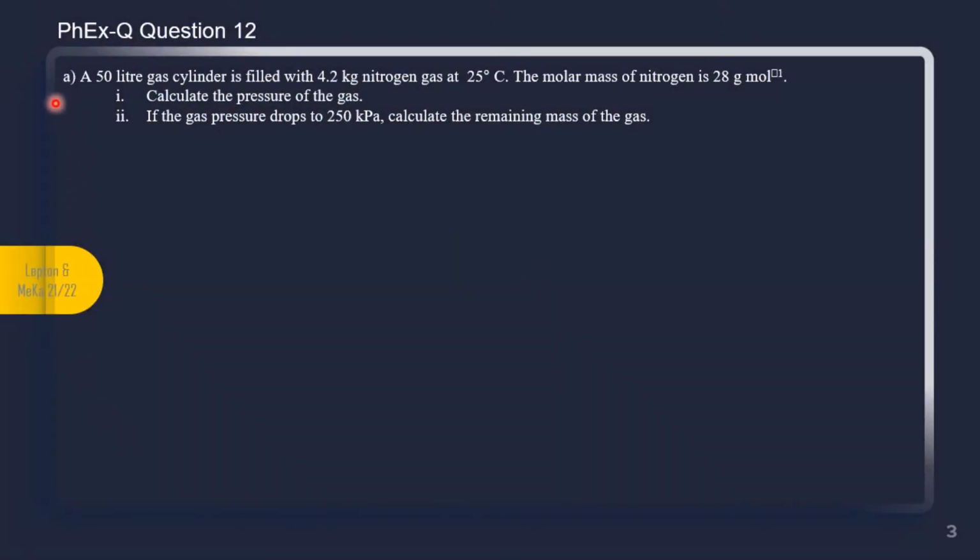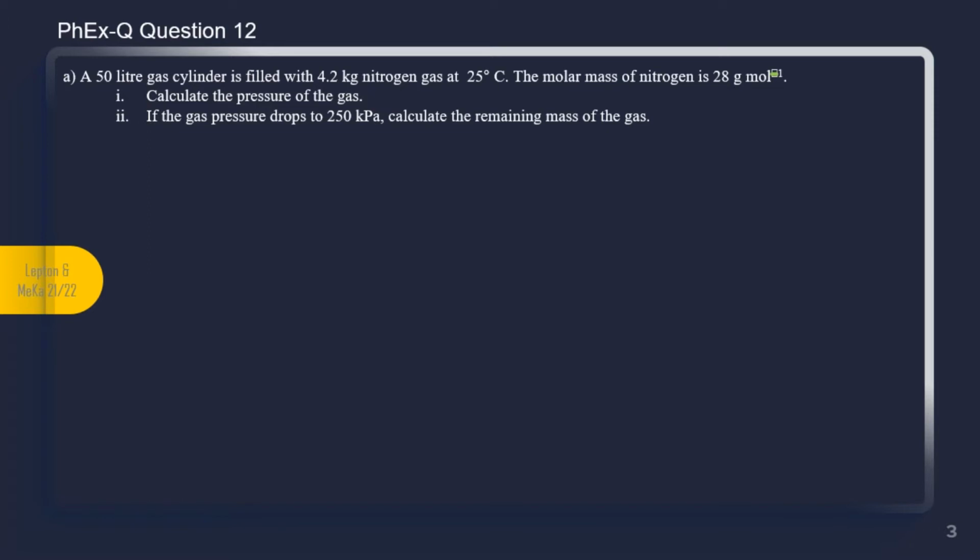Now we move on to the first example. We have question 12 from our Physics Q. A, a 50-liter gas cylinder is filled with 4.2 kilogram nitrogen gas at 25 degrees Celsius. The molar mass of nitrogen is 28 gram per mole. Number 1, calculate the pressure of the gas.